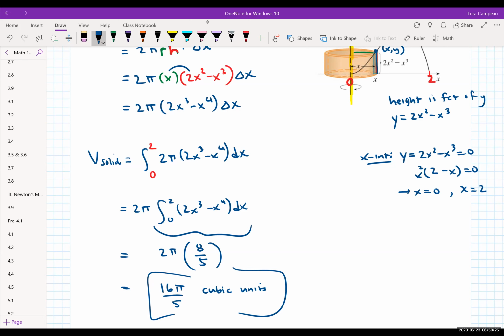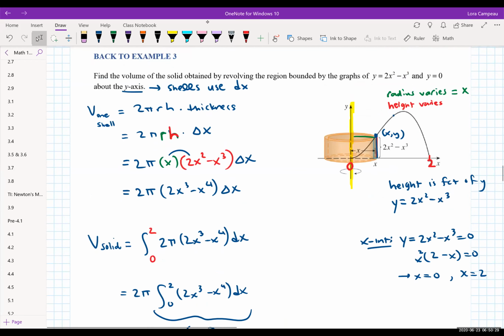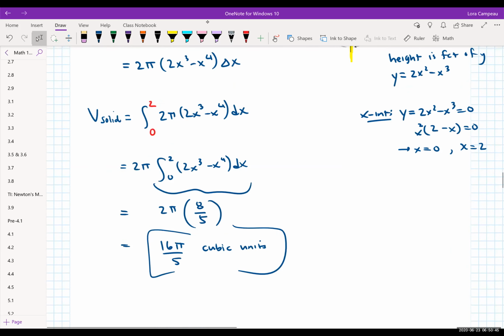Voila, a nice way to do this. Shells seem complicated at first, but you'll find that it makes the algebra and the calculus a little nicer. I want to walk you through a few more so that you can get the swing of things, and then hopefully you'll be prepared to take on this section. So let's go a little further.